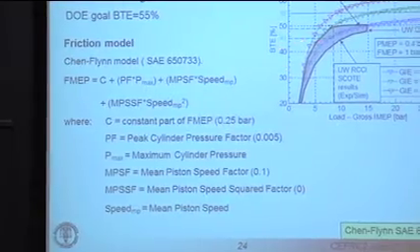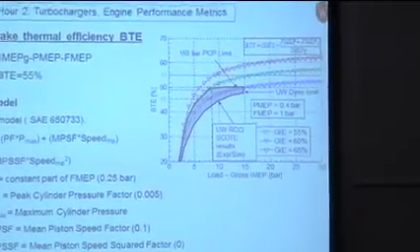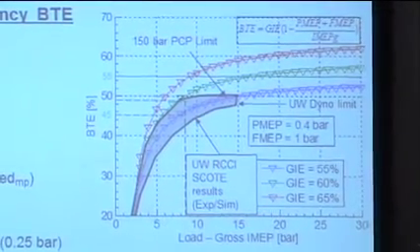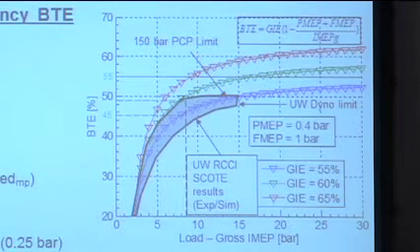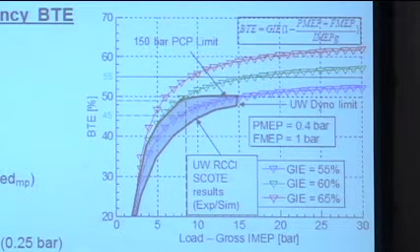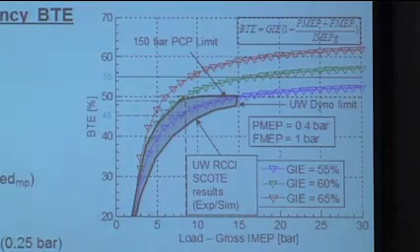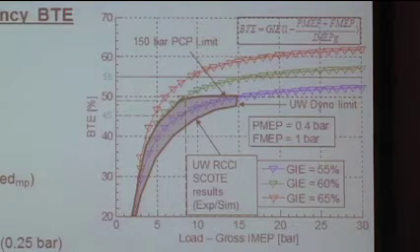This plot here just shows this Department of Energy goal of 55% thermal efficiency. And what I'm showing you here are these lines corresponding to different values of the gross indicated efficiency that would be required if you had a pumping mean effective pressure of 0.4 bar and a friction mean effective pressure of 1 bar. These are typical numbers. You can see that in order to make 55% thermal efficiency, like this green curve here, at a particular load point, you're going to need to have about 60% thermal efficiency combustion.